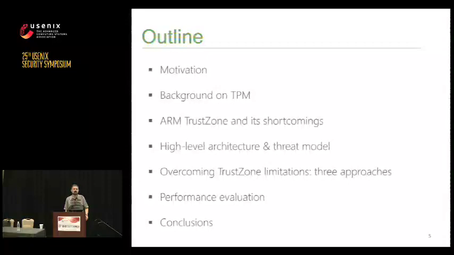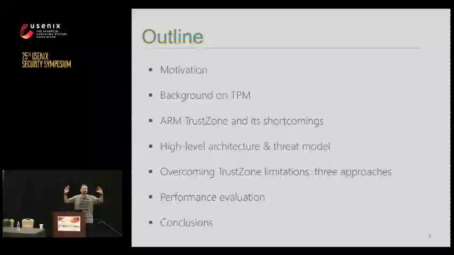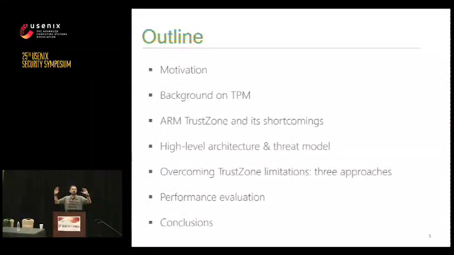Okay, this is the outline of my talk. It's a fairly long outline. I just gave you some motivation. Next, unfortunately, I have to spend a little bit of time presenting the background work in order to take away the contributions. There are two areas of background work: the background on the TPM, and the background on ARM TrustZone. I'm going to spend a little bit of time covering those. Then I'm going to present the high-level architecture of the fTPM, and give you some examples of how we are able to overcome the limitations of TrustZone. Finally, I'm going to wrap up with performance and conclusions.